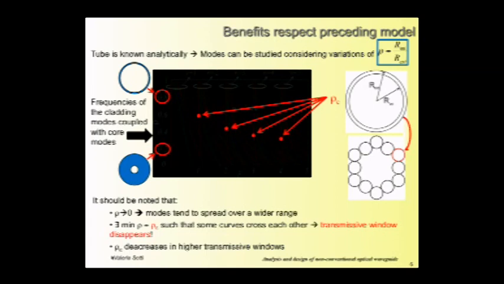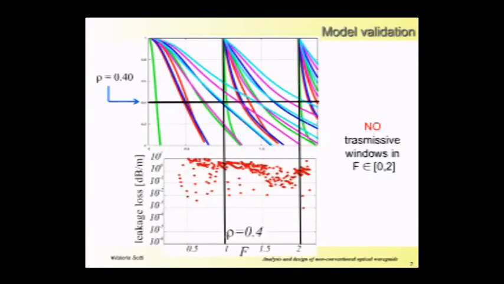This value of rho will depend on the transmission band that we are considering, and in particular they tend to diminish if we move from lower to higher transmission bands. For numerical validation of our model, I'll show you 3 examples with different values of rho. The first one is a rho value of 0.4. This was the graph presented in the slide before.